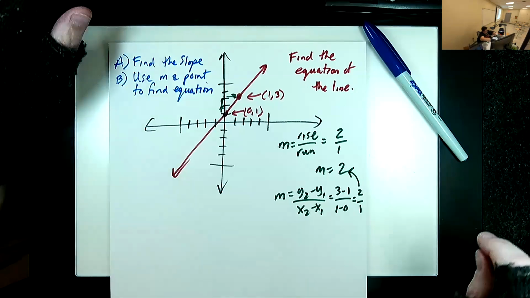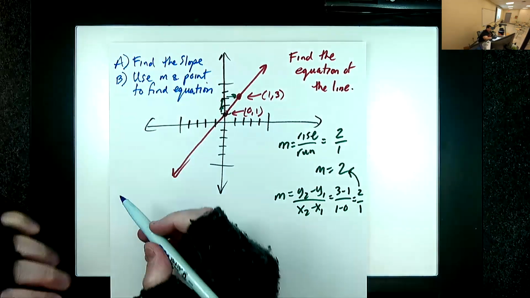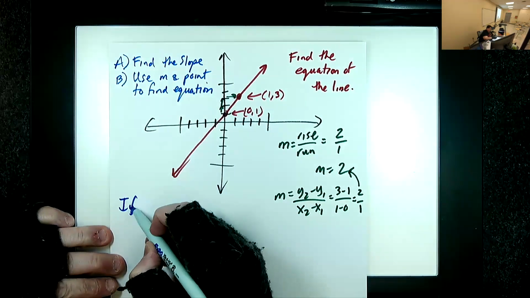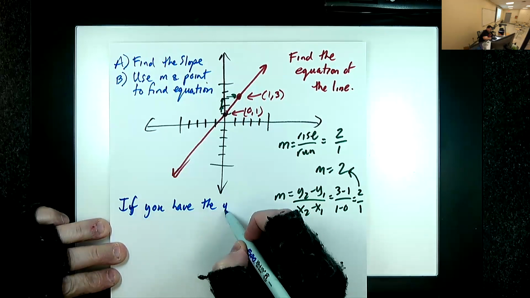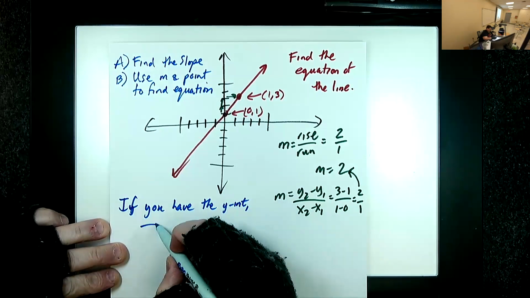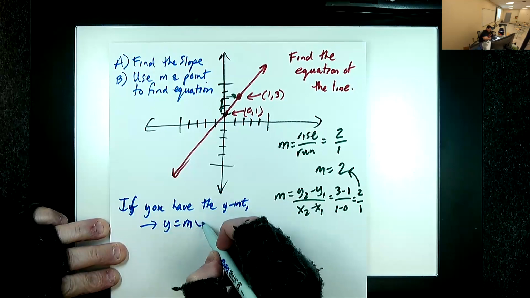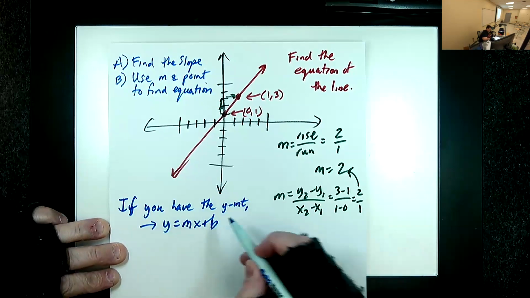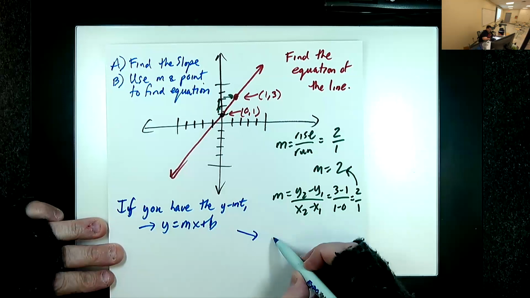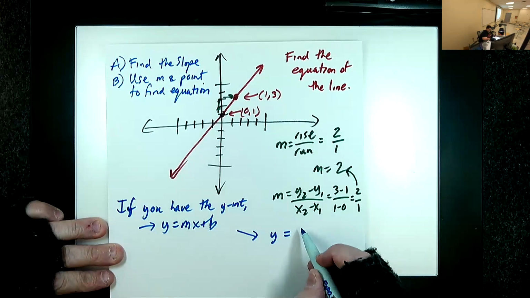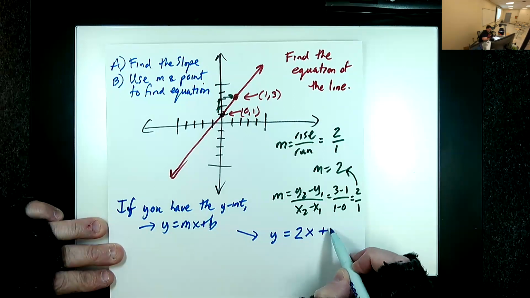Now, once you have m, if you have the y-intercept, run with it. y equals mx plus b and you're done, which is what we have here. So I can jump straight to m is 2 and the y-intercept is 1.